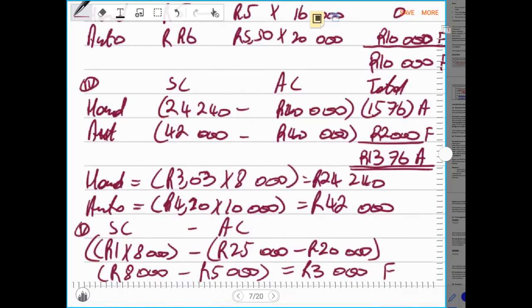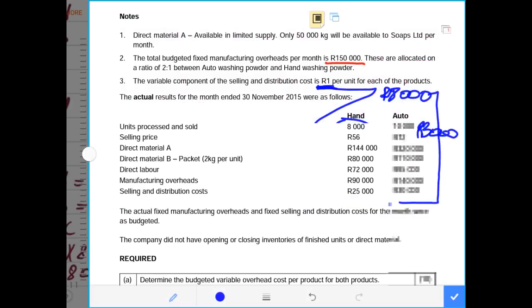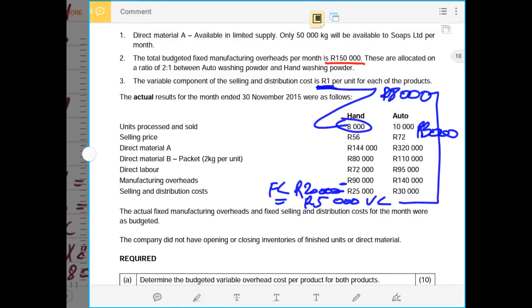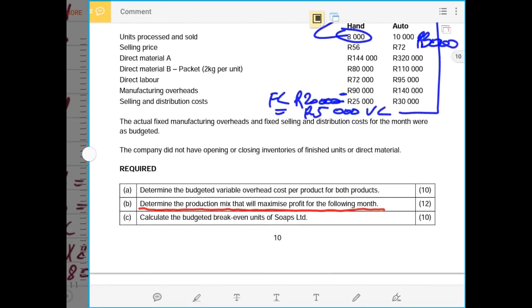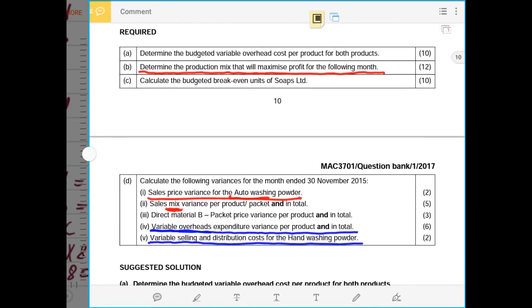So now these were the full workings for this question, and I have analyzed all that I wanted to analyze and all that I think it was important for you to understand in this question.